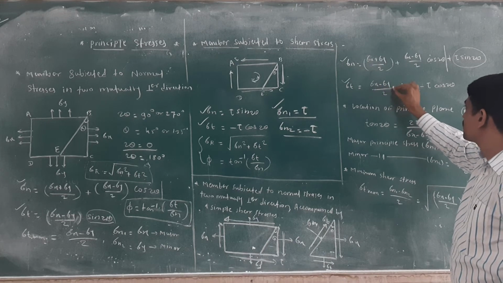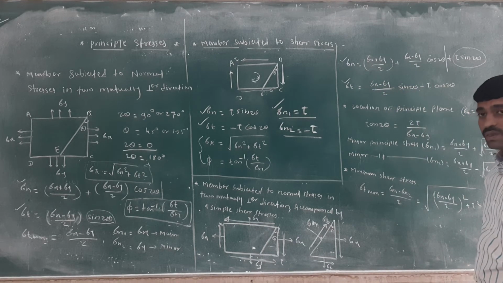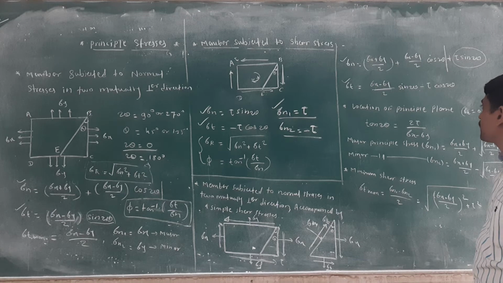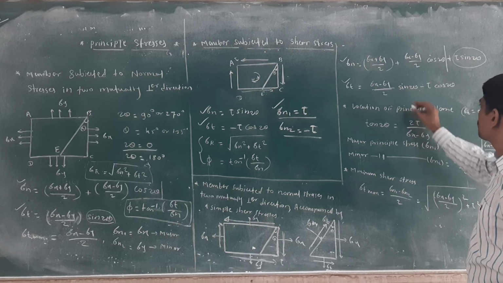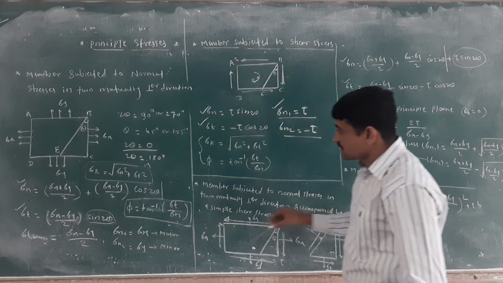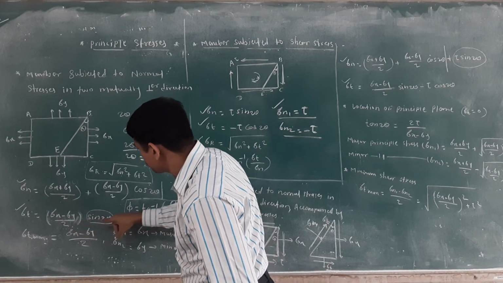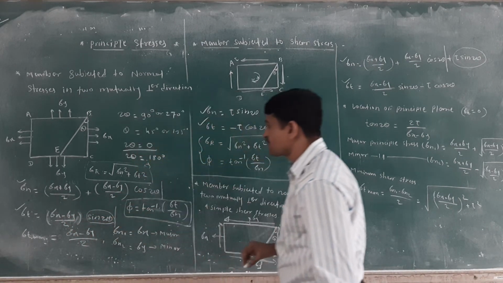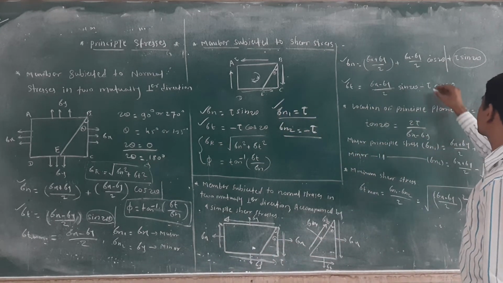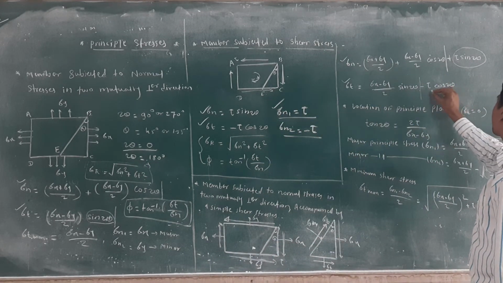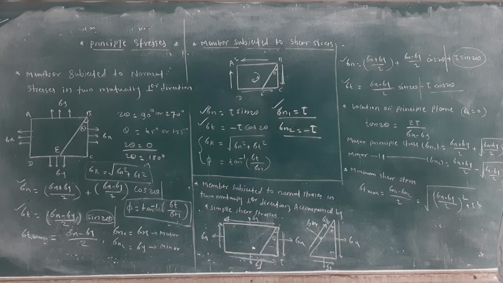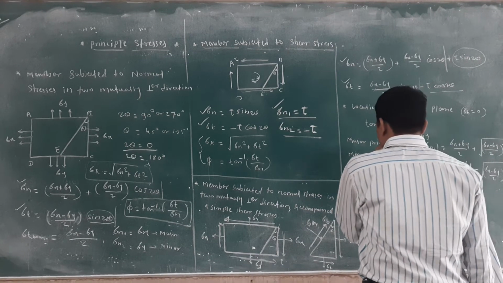sigma y divided by 2 into sin 2 theta. Check that equation. It is the same equation; the only additional thing is a minus tau cos 2 theta, because of the shear stress. You should remember these two formulas.